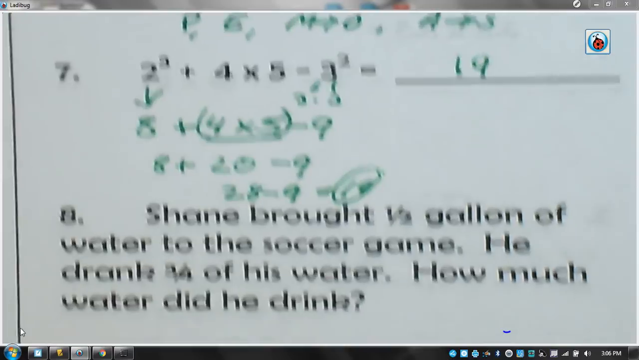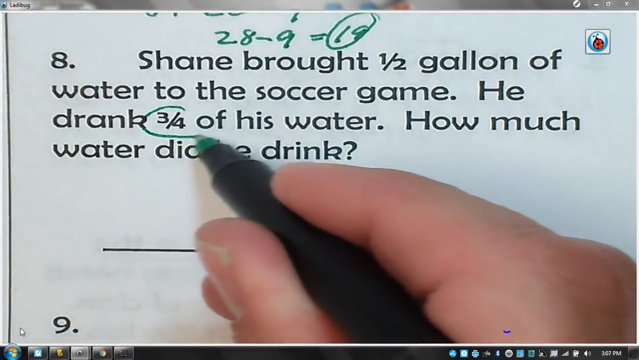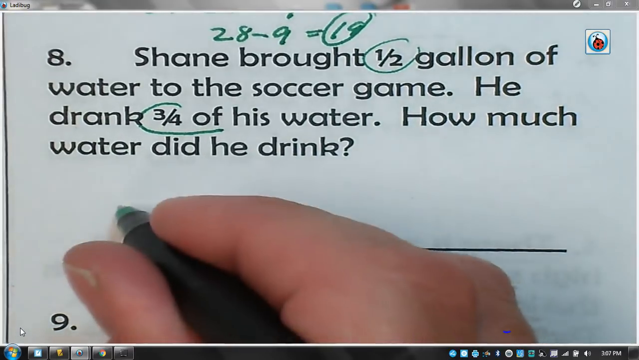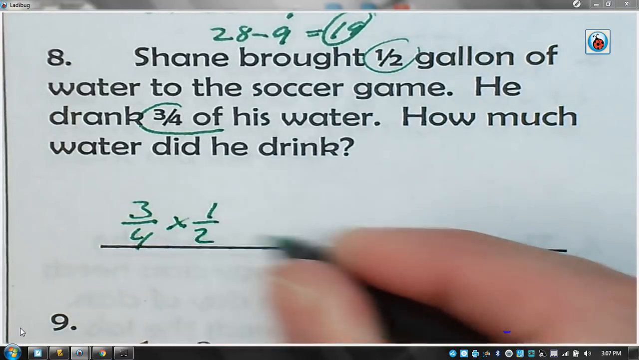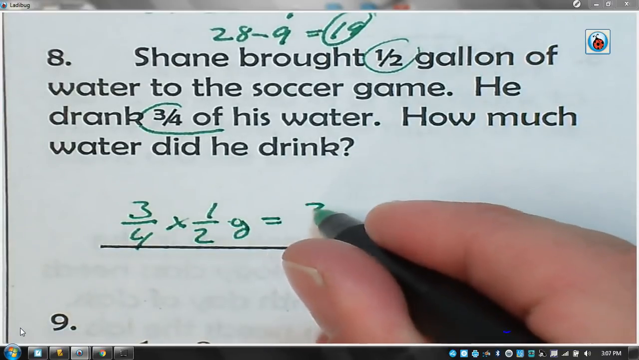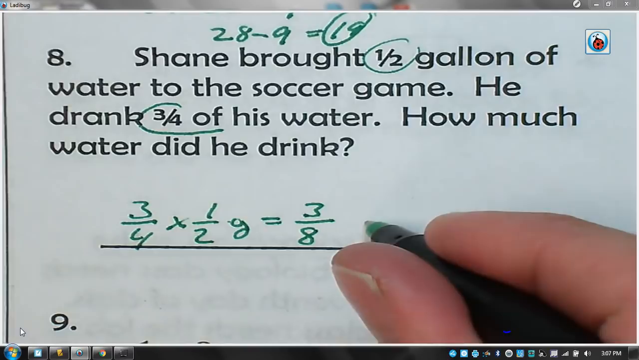Alright? Number 8. Shane brought 1/2 gallon of water to the soccer game. He drank 3/4 of his water. How much water did he drink? So he drank 3/4 of his water. He had a 1/2 gallon. So that is 3/4 of 1/2. That's a 5th grade math problem. So we know that "of" means times. 3/4 times 1/2 gallon. So 3 times 1 is 3. 4 times 2 is 8. That's it. He drank 3/8 of a gallon of water.